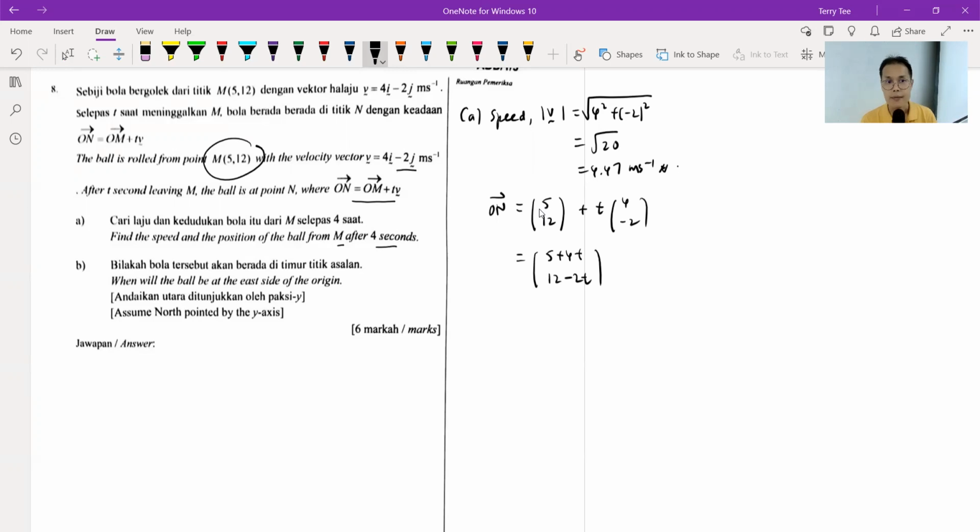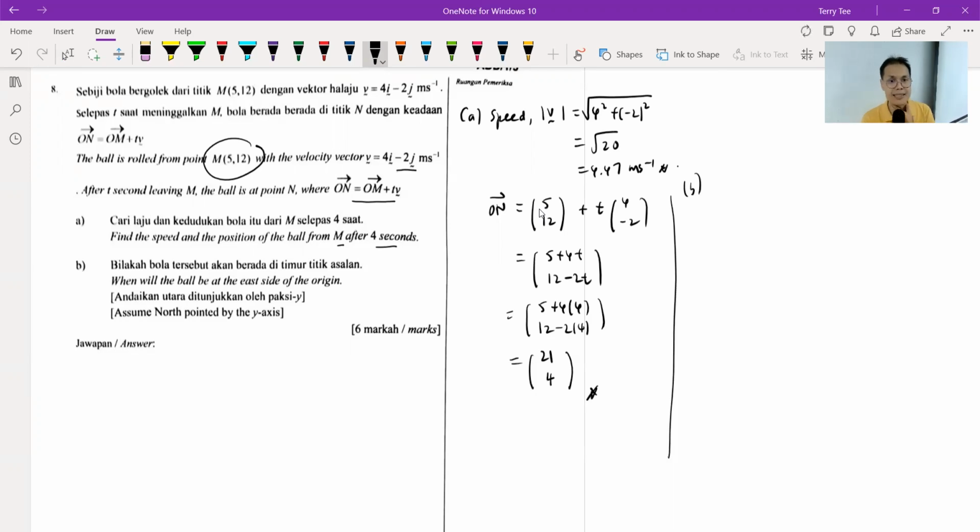Now, we want to find the position vector after 4 seconds, so we just put 4 inside. 4 times 4 is 16, 16 plus 5 is 21. 12 minus 2 times 4, 12 minus 8, is just 4. So your answer is (21, 4). That's the position vector. Okay, next.